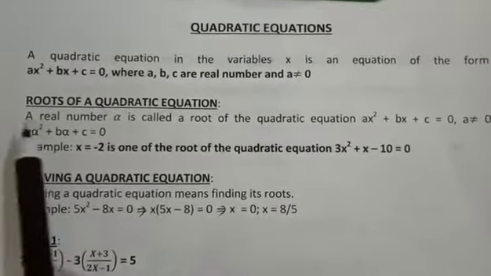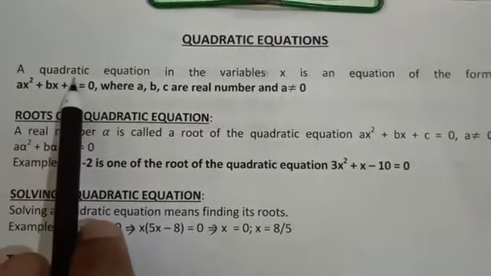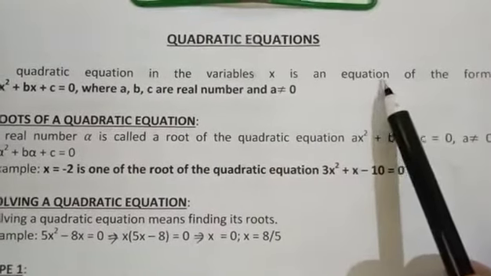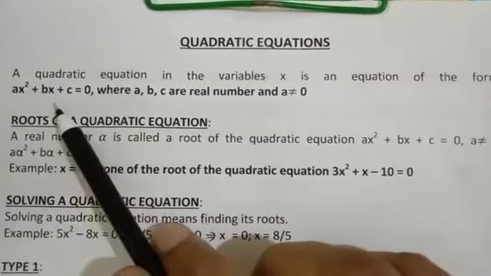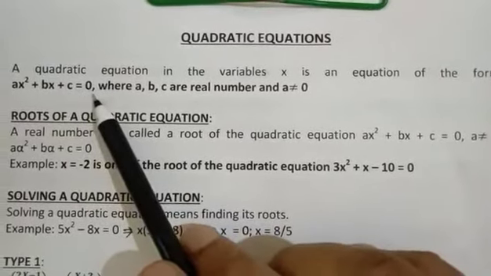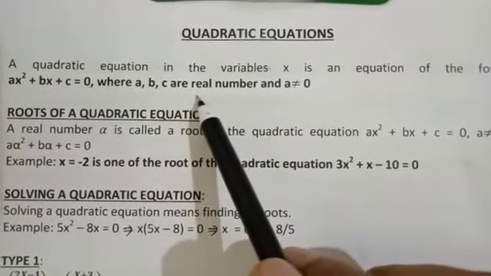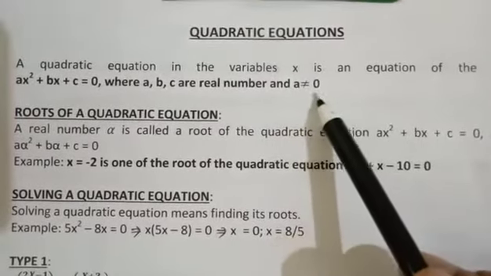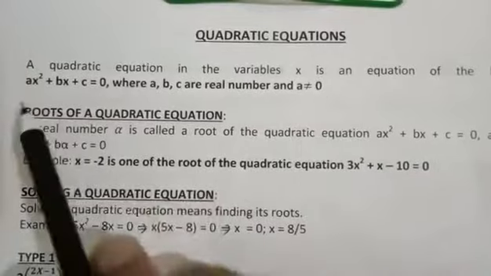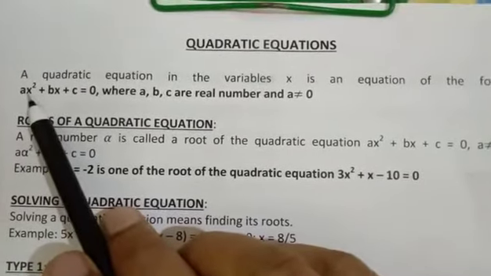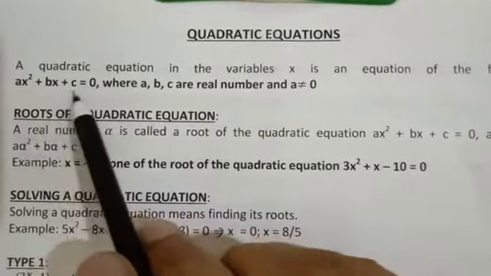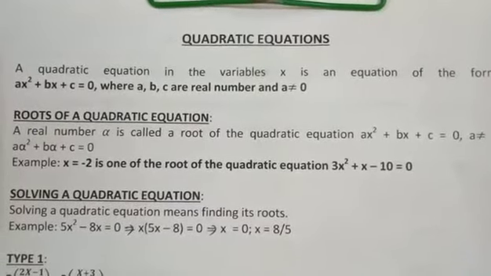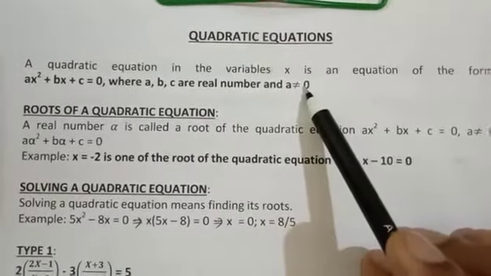So starting with the topic, the definition: a quadratic equation in the variable x is an equation of the form ax² + bx + c = 0, where a, b, c are real numbers and a ≠ 0. Now this condition is the most important condition. If the coefficient of x² is 0, then this will not come in the category of quadratic equation. So to get the quadratic equation, a should not be equal to 0.